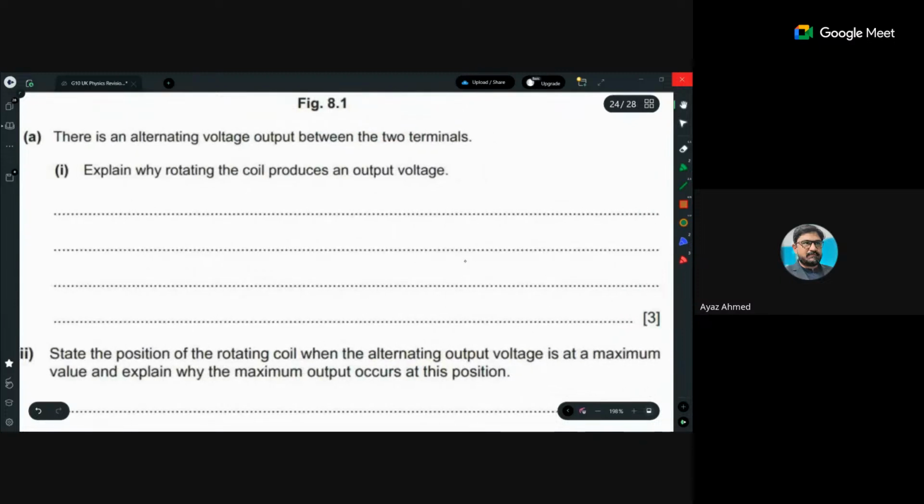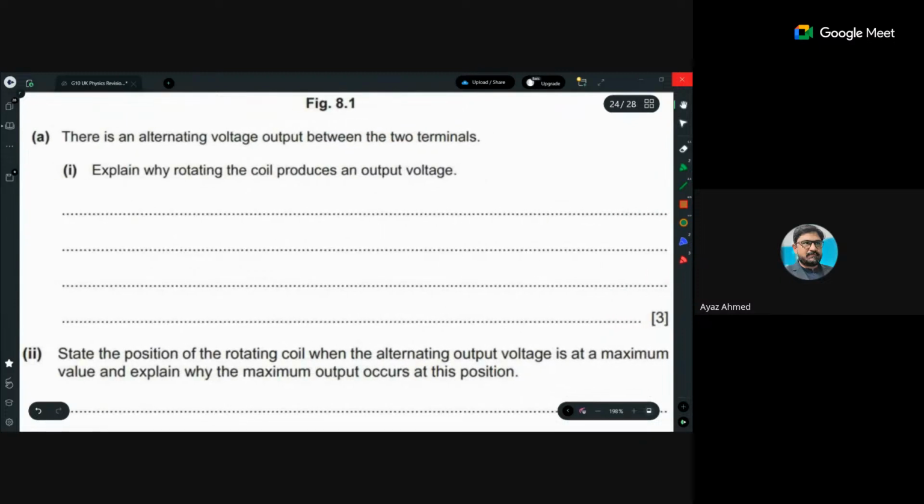Okay. अच्छा, उसके बाद आपको बोला there is an alternating voltage output between the two terminals. Explain why rotating the coil produces an output voltage. Yes, I need answer from your side. 3 marks. When the coil is rotated, यहाँ से start करो शाबाश.